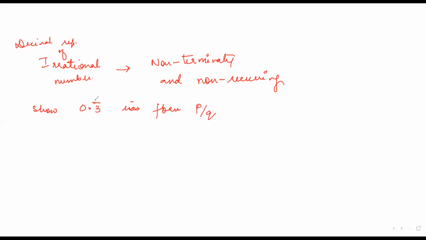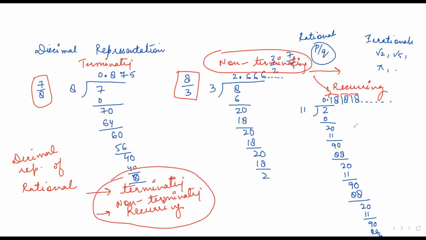So first of all, you can see it is non-terminating, but it is recurring, right? 3 bar. Okay, so this is represented like this. For example, the division 2 by 11 can be written as 0.18, and then I can put a bar. That means this 18 is repeating itself. Is it clear? Yes, ma'am. Okay, and the division 8 by 3 can be written as 2.6 bar.